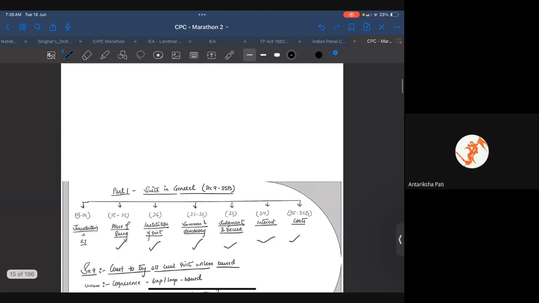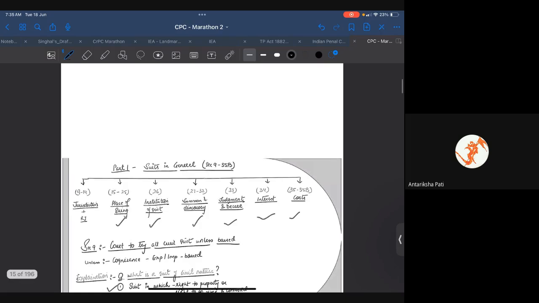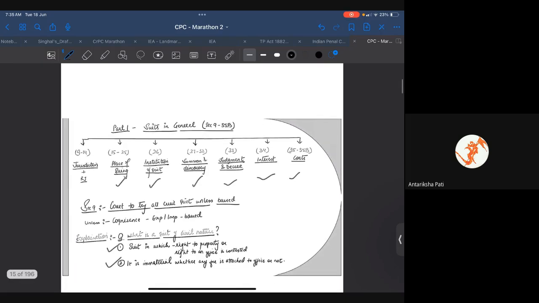Now, coming to suits in general. Jurisdiction is sections 9 to 14, place of suing 15 to 25, institution of suit 26, summons and discovery 27 to 32, judgment and decree 33, interest 34, and cost 35 to 35B. Section 9: court to try all suits unless barred. If it is expressly or impliedly barred, that is a different thing. Otherwise, it will have to try all suits of civil nature.